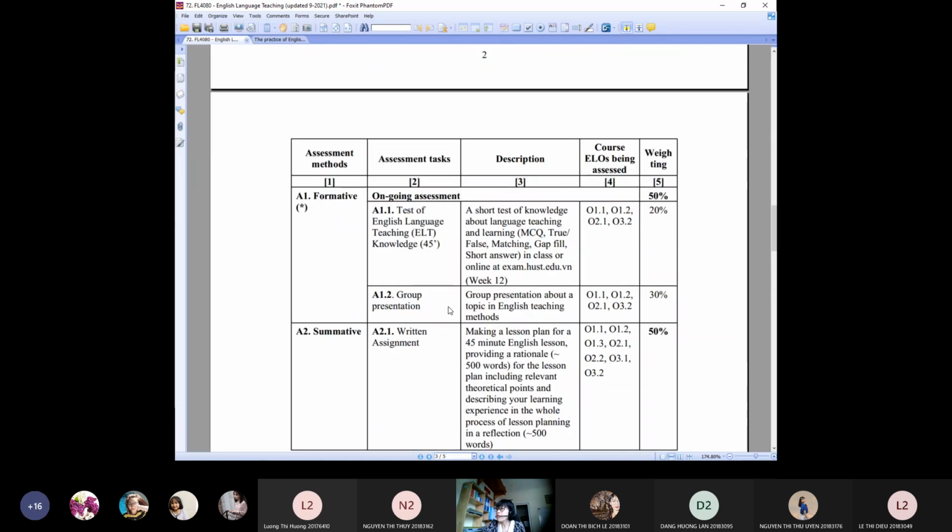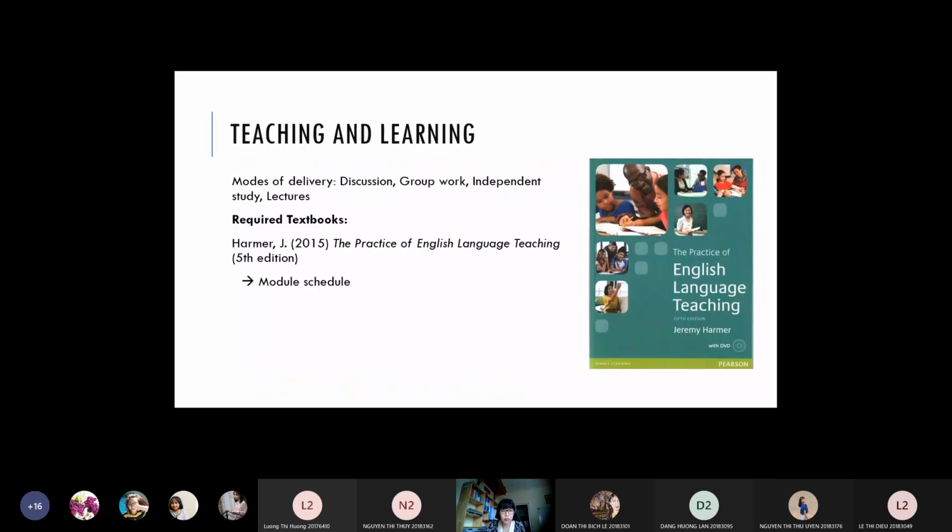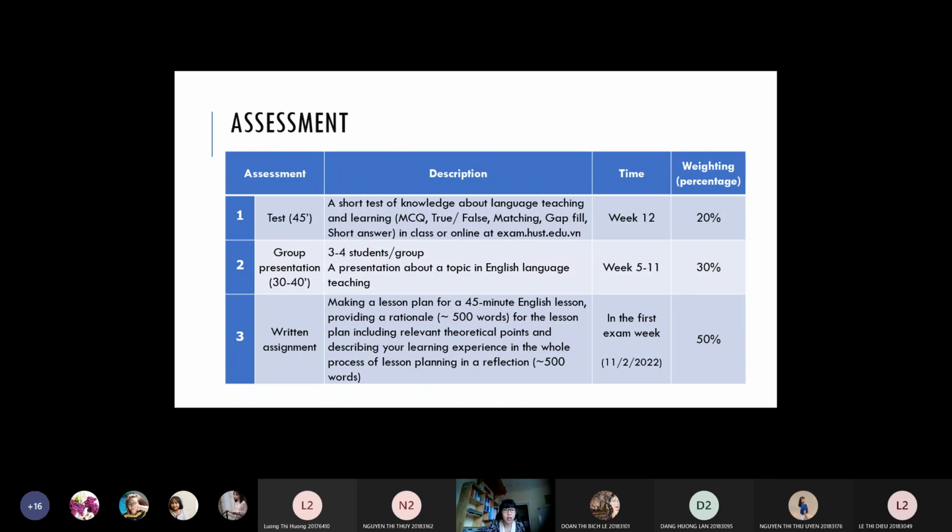Right. And now a little bit more about assessment. Of course, you don't have to worry much about assessment at this point. Just a few ideas for you about assessment in the semester. So you will have a test for 45 minutes, a very short test, mainly about the knowledge about language teaching and learning. And the question formats include MCQ or true false or matching and gap fill and short answer.